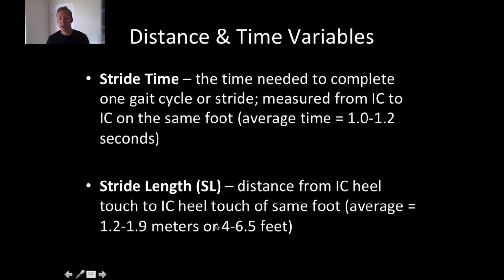heel to initial contact of the heel. In a healthy gait cycle, if they have something pathological, they might not be hitting their heel. But this ranges from 1.2 to 1.9 meters or 4 to 6.5 feet. It's a pretty big range, but that's going to depend on how tall the person is, how long their extremities are. So, you can think someone really short is going to have a shorter stride length. Someone really tall with long legs is going to have a longer stride length. So that's why you see this large range.